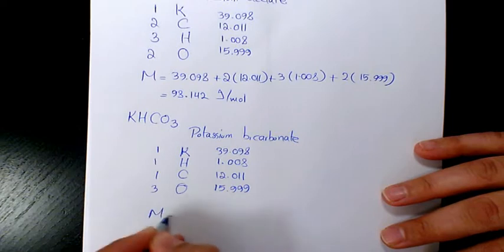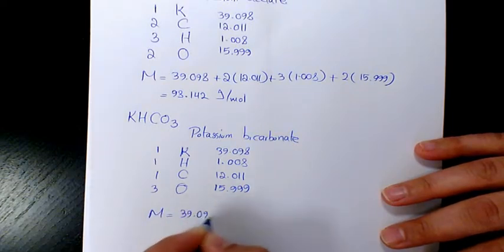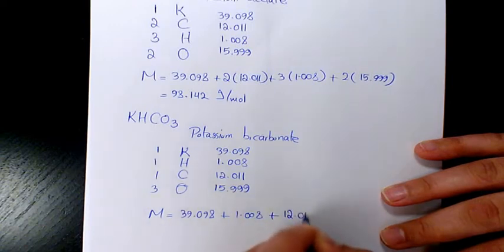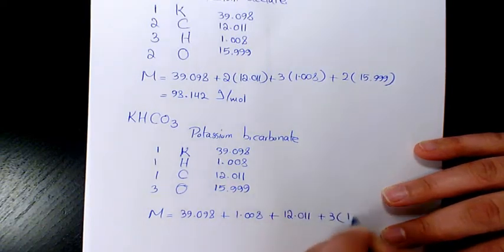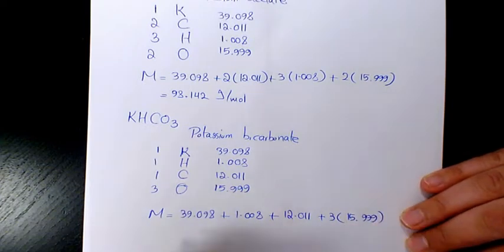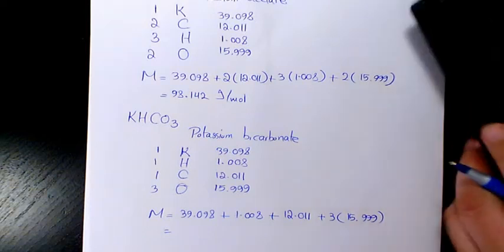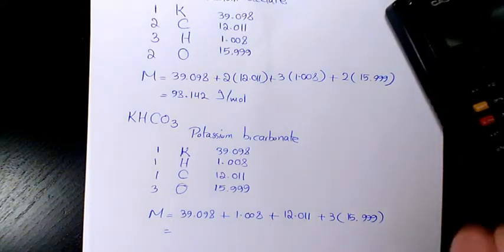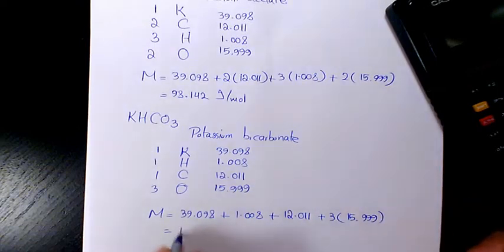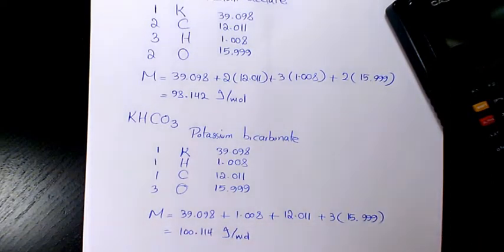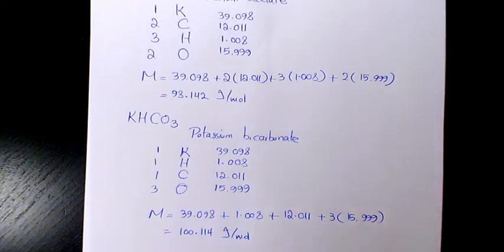So the molar mass is going to be 39.098 plus 1.008 plus 12.011 plus 3 times 15.999. It's going to be 100.114 grams per mole. That's the molar mass of potassium bicarbonate.